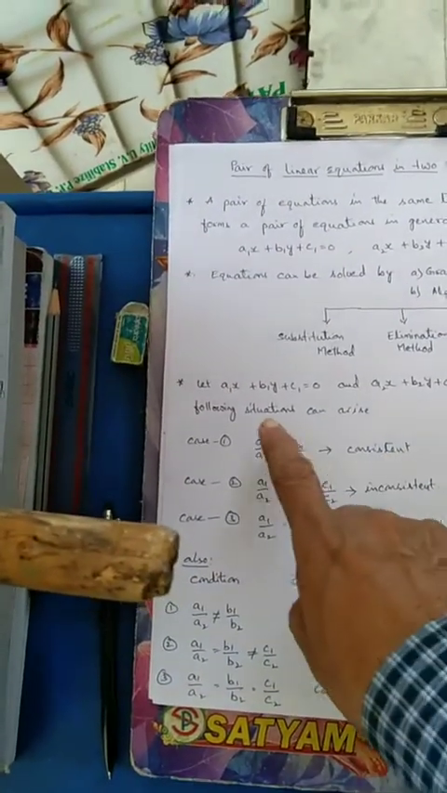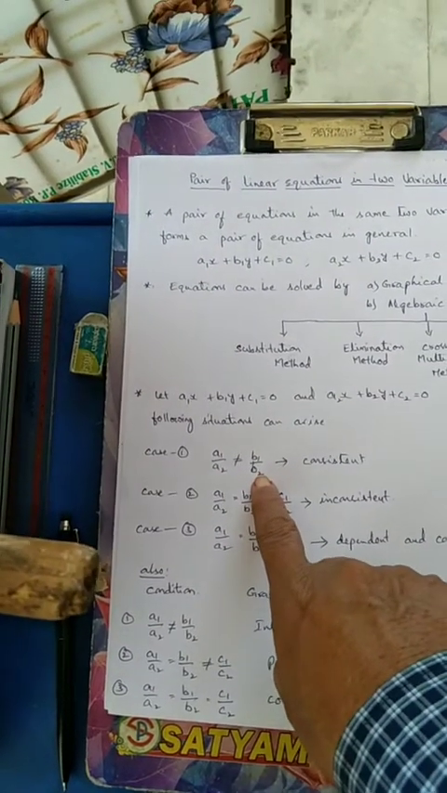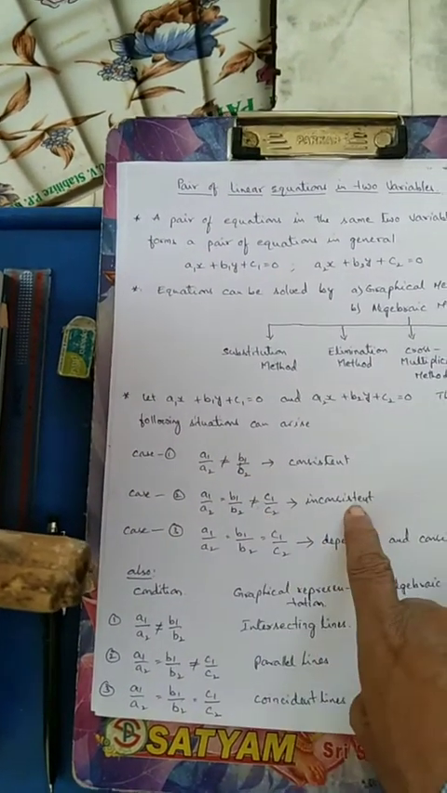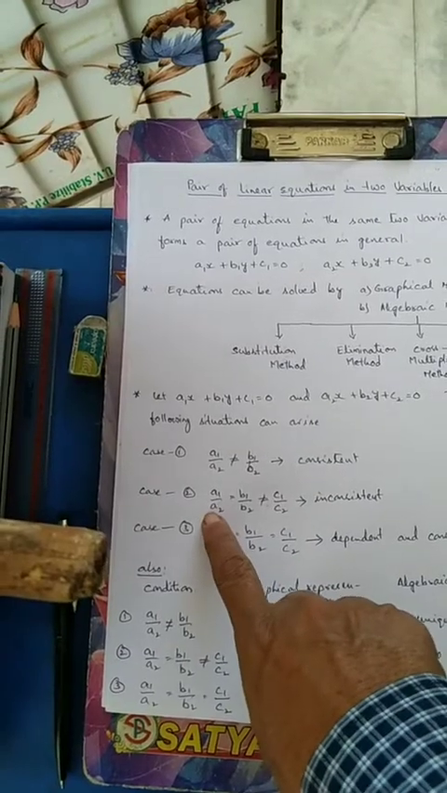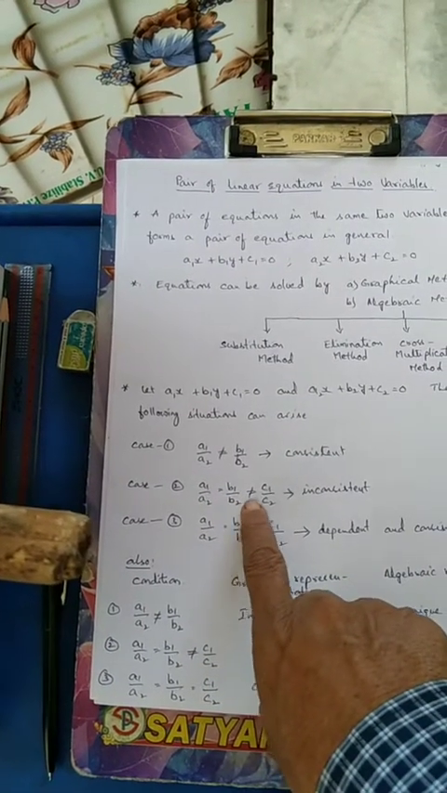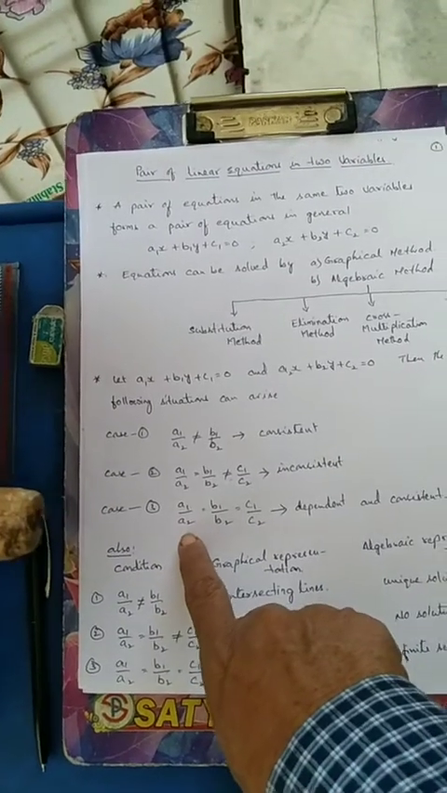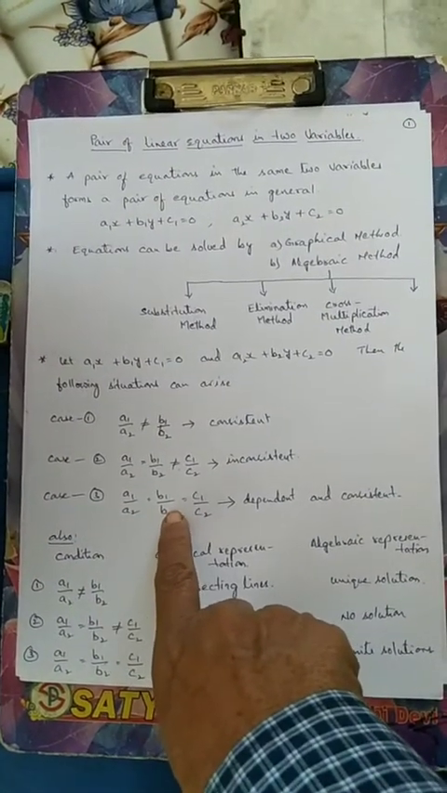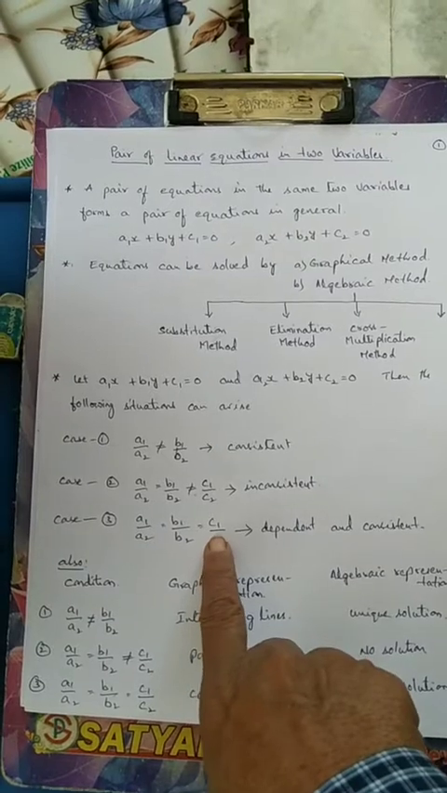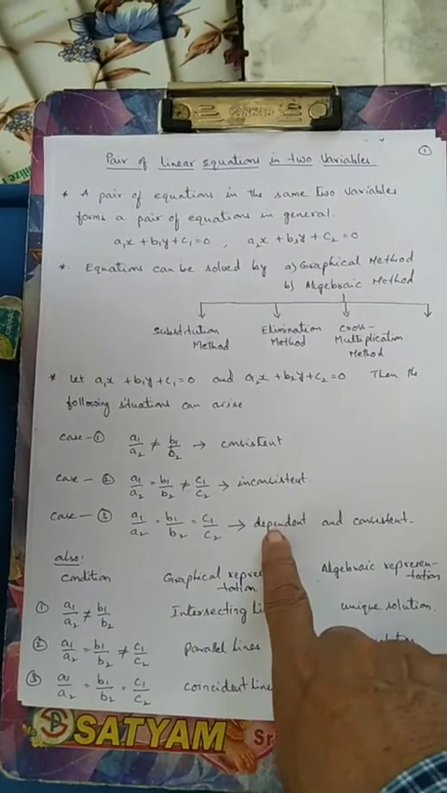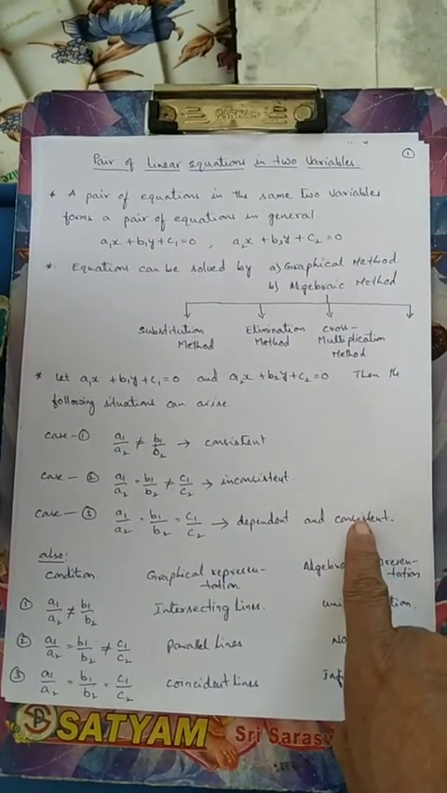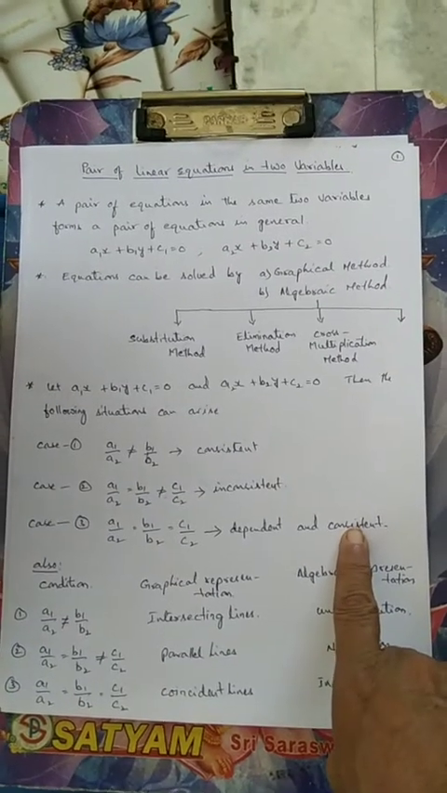For consistent, a1 by a2 is not equal to b1 by b2, and for inconsistent, a1 by a2 is not equal to b1 by b2 is not equal to c1 by c2. In the case of case 3, a1 by a2 is equal to b1 by b2 is equal to c1 by c2. We can call that dependent, and also we can call that consistent. Is it clear, all of you?